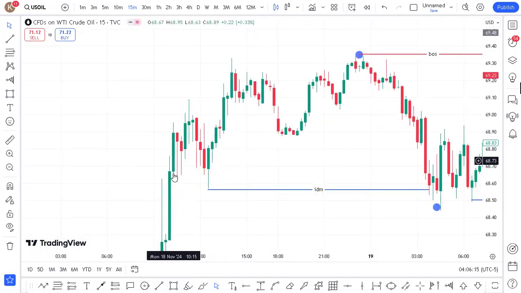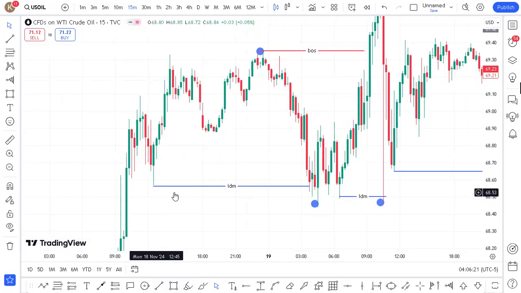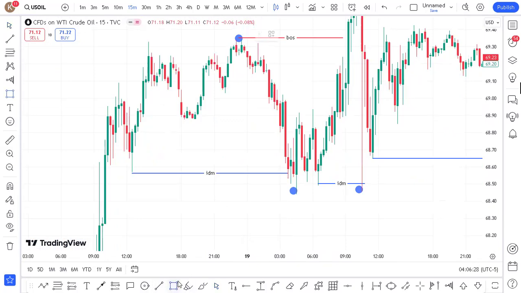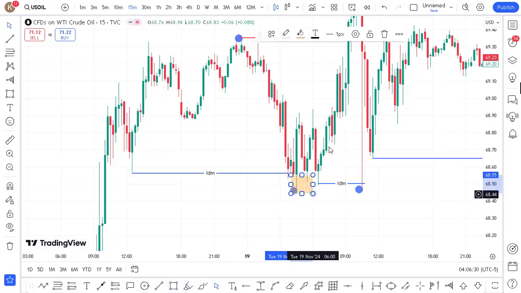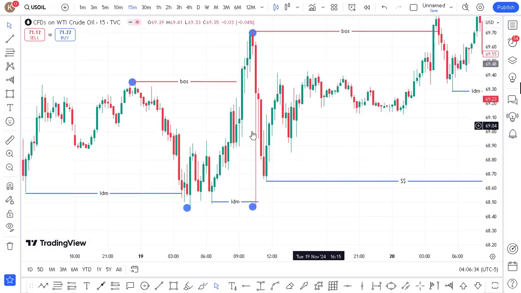Where's the inducement? According to this structure, we can see this was a low that was swept as an inducement, and once the price takes out the inducement like that, you could go down to a lower time frame around here, and you look for a long position. I'll try to make a video about that kind of entry model.